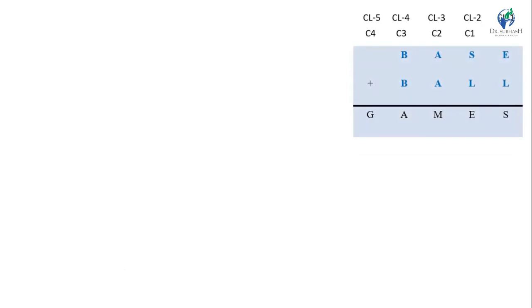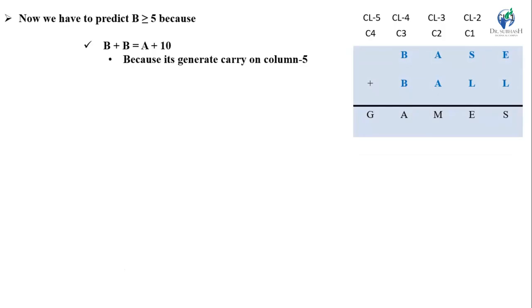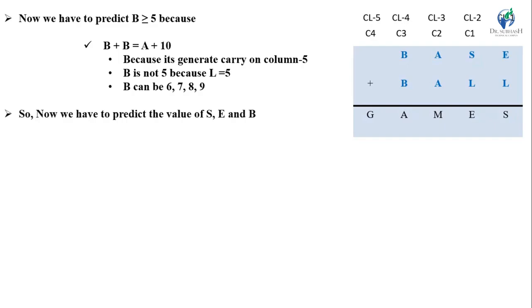Now we have to predict that B is greater than or equal to 5, because B plus B is equal to A plus 10. See, column 4 generates a carry on column 5. But B is equal to 5 is not possible because L is equal to 5. So B can be 6, 7, 8 and 9. Now we have to predict the values of S, E and B.